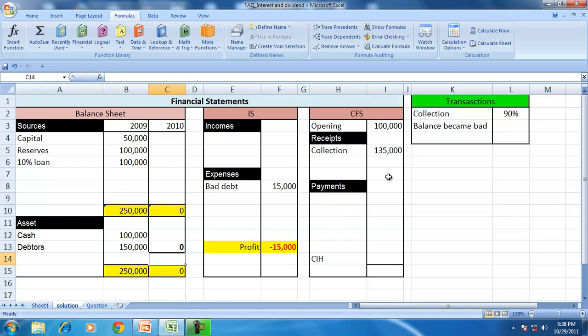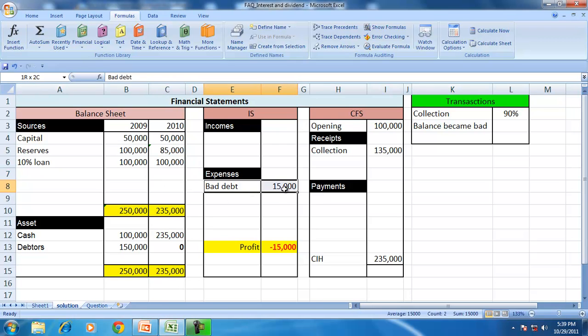And in the process we can also see the balance sheet. The cash in hand is equal to 100 plus 135, so in the balance sheet cash will appear as 235. No change in the capital. The reserves will come down to the extent of the loss for the period. No change in the loan, so the balance sheet is done.